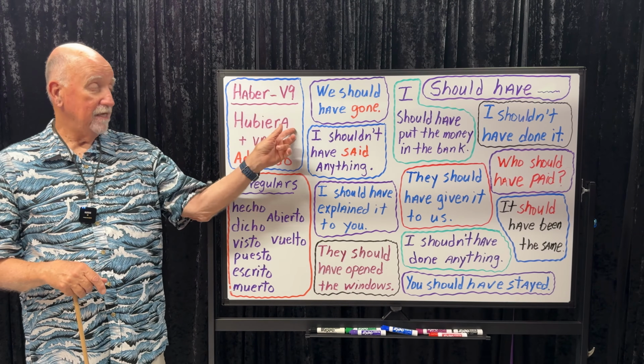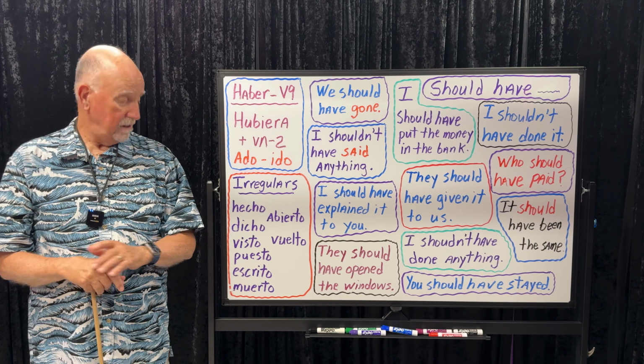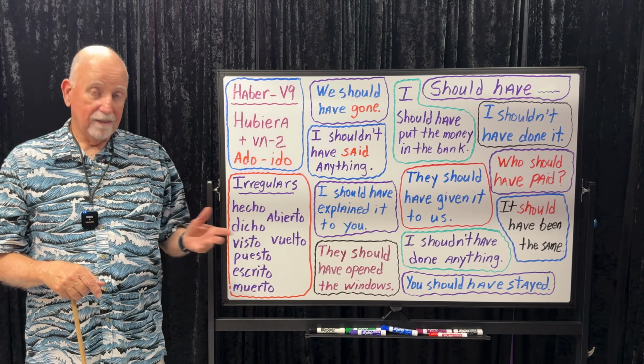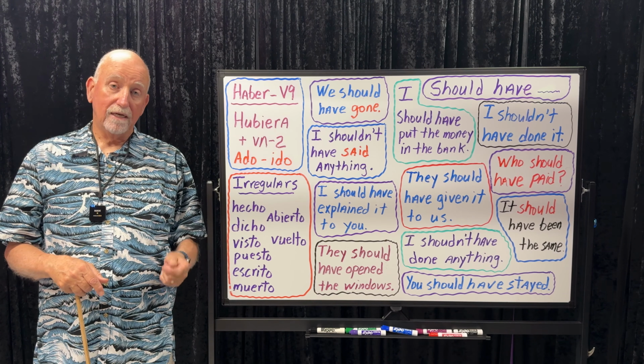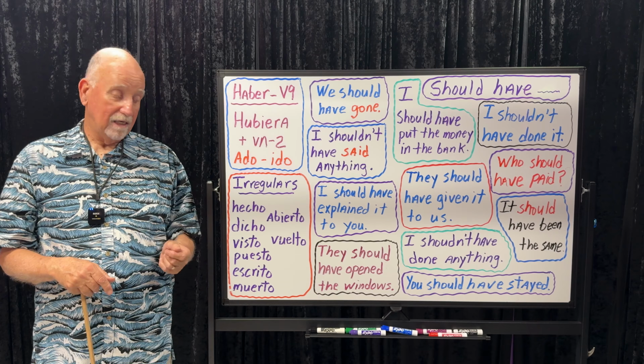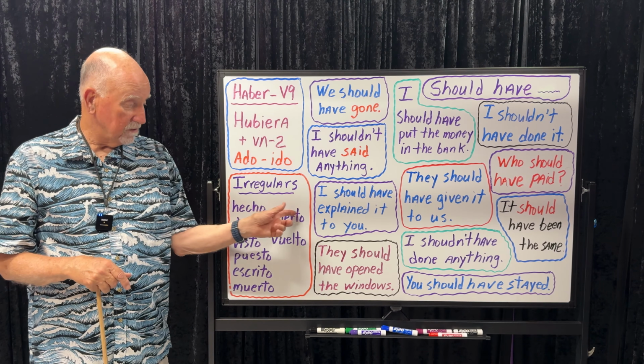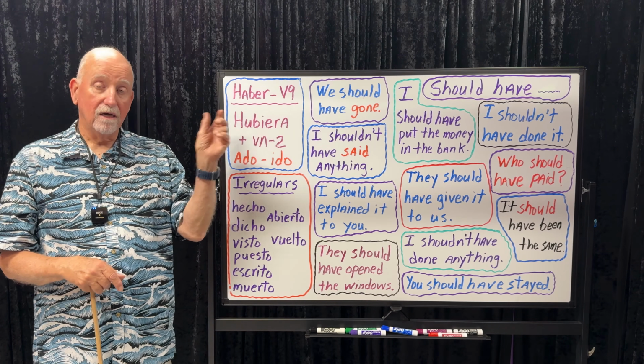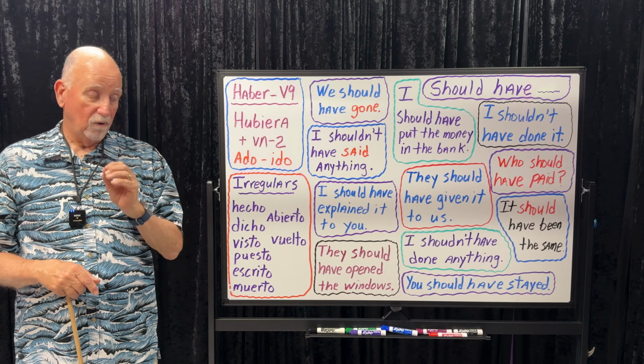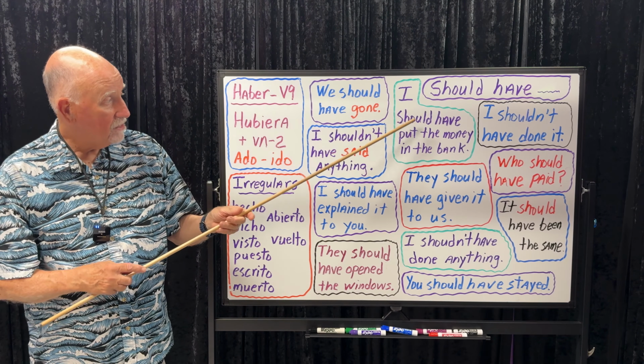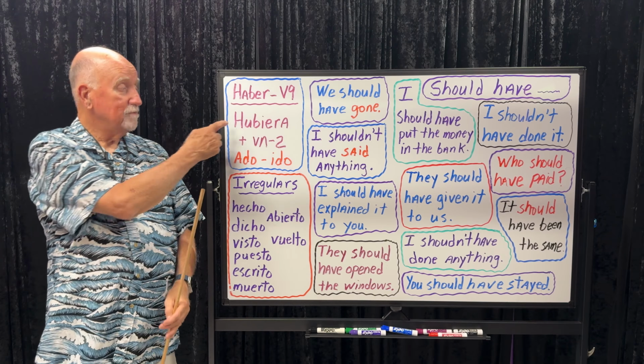They should have opened the windows. They should, put the N here, the N factor. Hubieran abierto las ventanas. Remember, your past participles after haber always end in O and only O. I should have put the money in the bank. I should have would be hubiera.